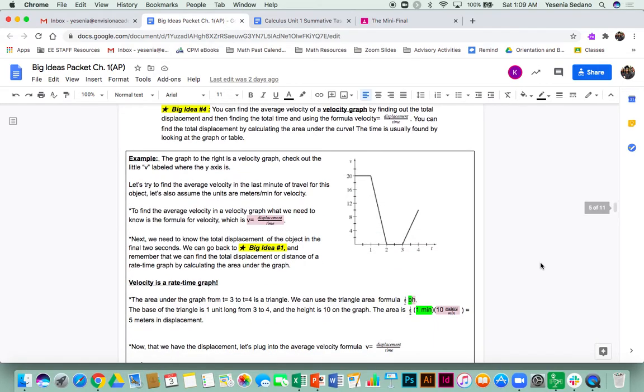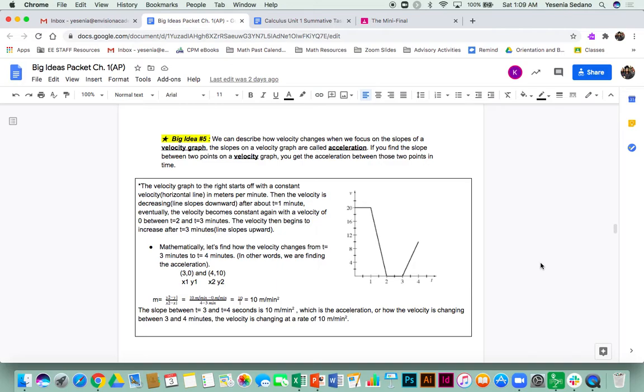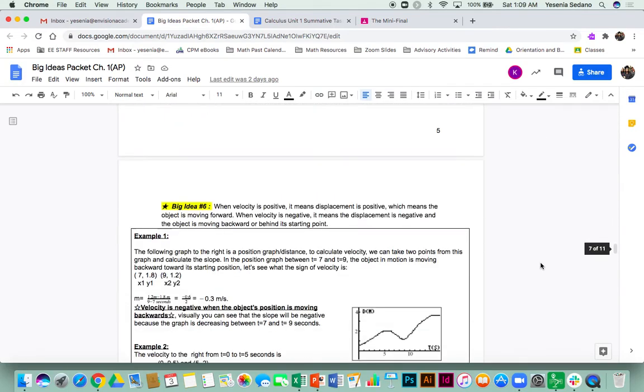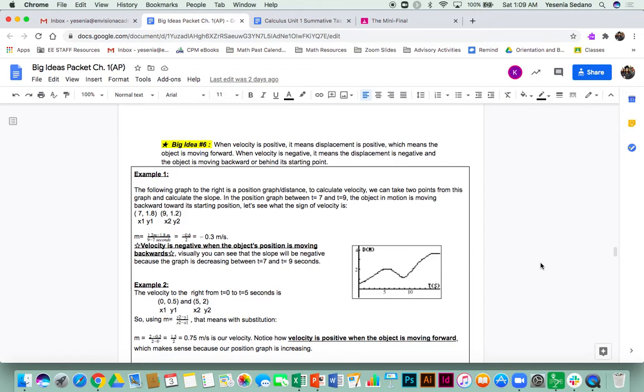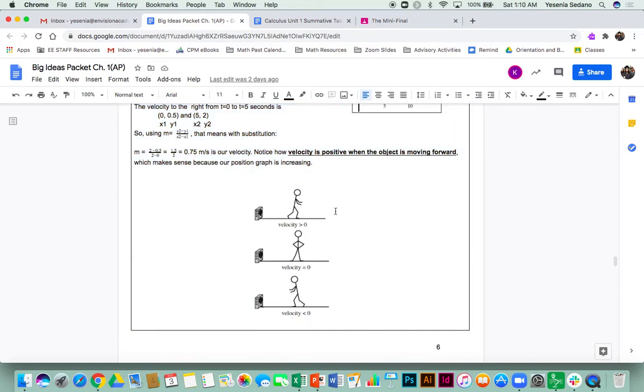Let's see where we talk about change in direction. I think right here, yeah. So right here, big idea number 6. When velocity is positive, or basically when the slope of your position graph is positive or increasing, it means the object is moving forward. And when the velocity is negative, it means the object is moving backwards, right? Here's the diagram: forward, staying still, going back.